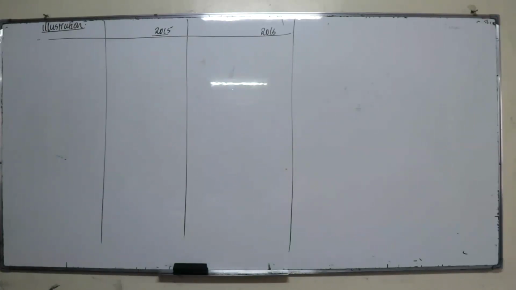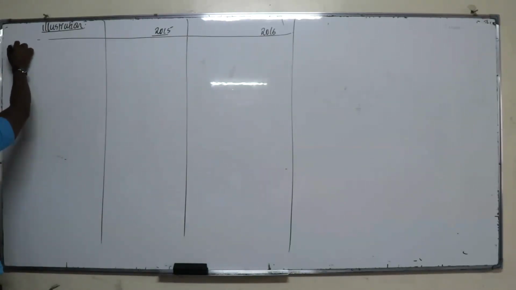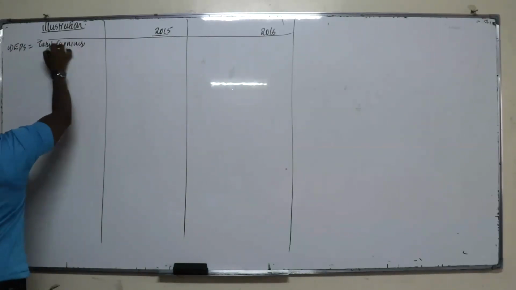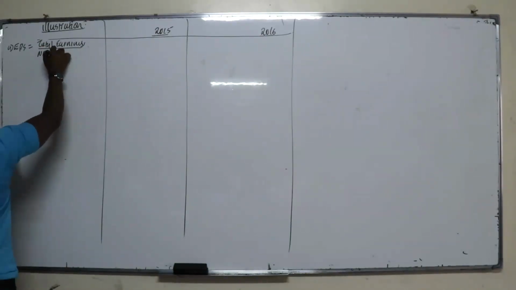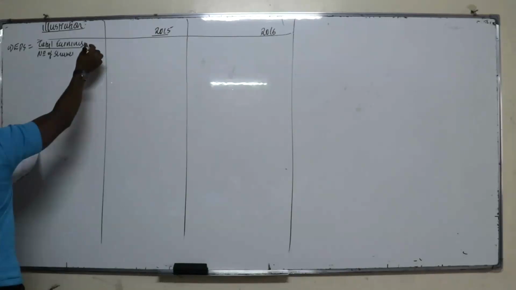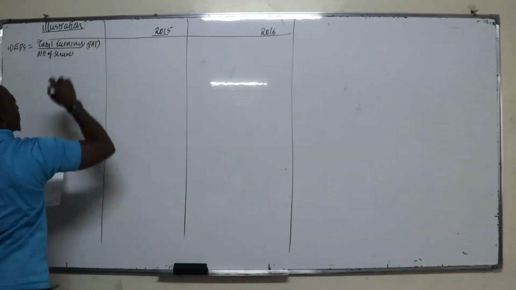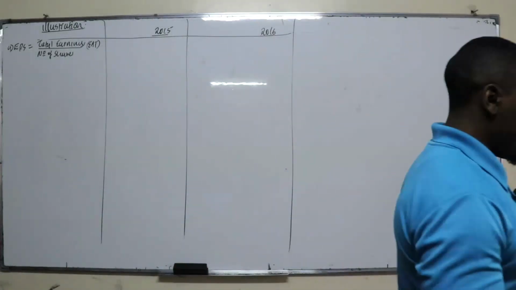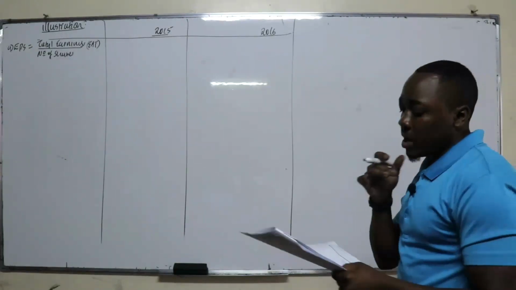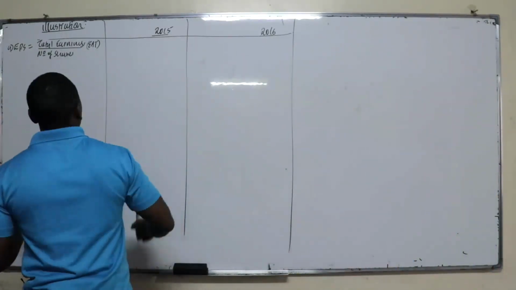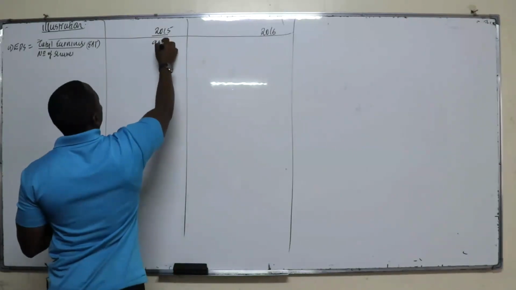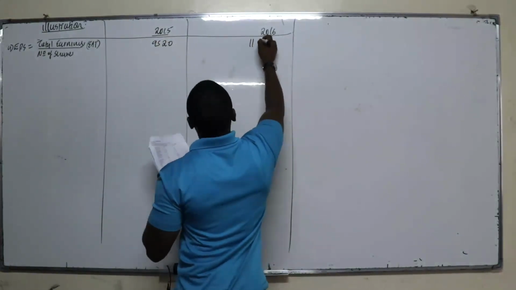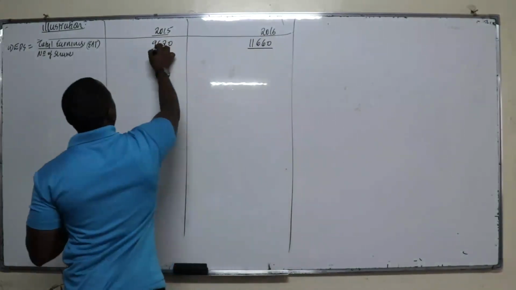So number A, we get the earnings per share. How do you get earnings per share? You'll take the total earnings and divide by the number of shares. And how do we get the total earnings? It's the same as earnings after tax. So now let's go to the financial statement. You get the earnings after tax from the income statement, or the profit for the year. How much was it for 2015? 95, 20, and then for 2016 you have an amount of 11,660. Then you divide by the number of shares.